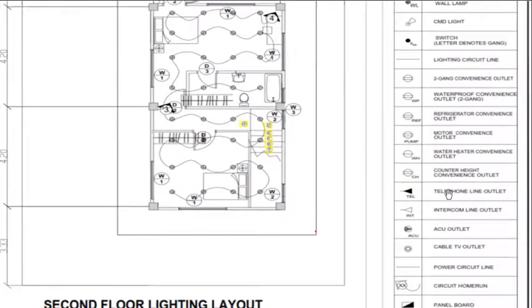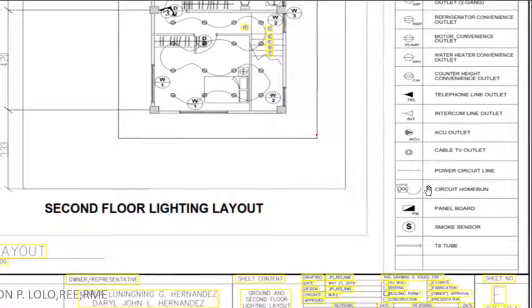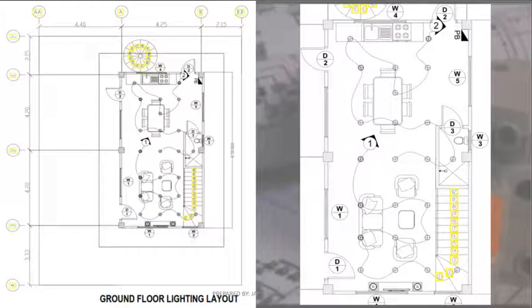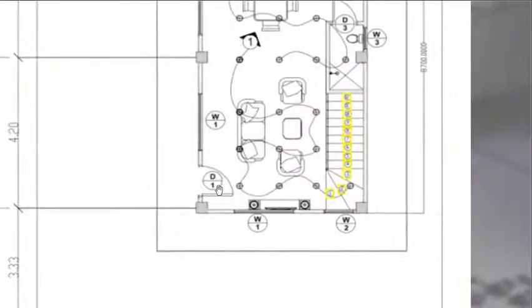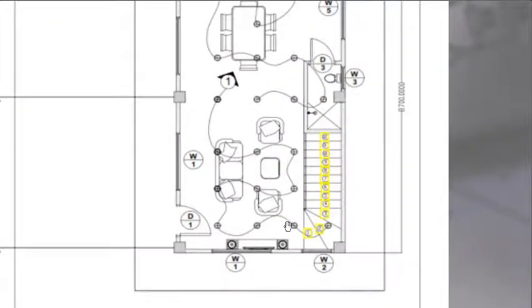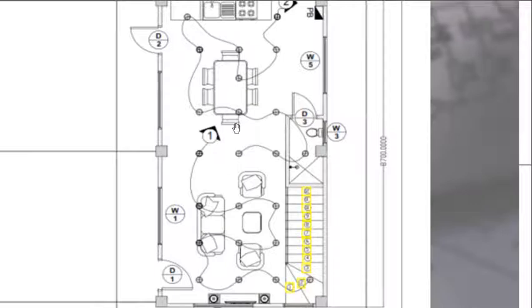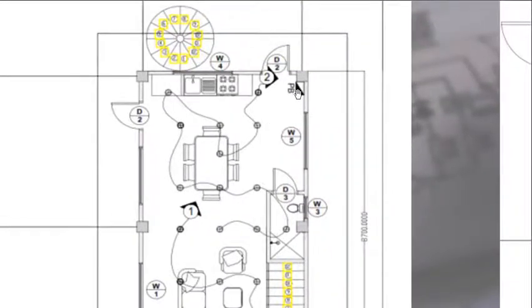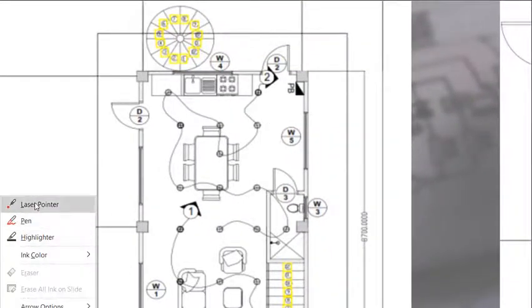Oh, I forgot to put the home run here. Okay, this is the circuit home run, where the arrowhead and its number are indicated: the panel board and the smoke sensor. So let's go to the ground floor layout. You can see the arrowhead is pointing to the location of the panel board.